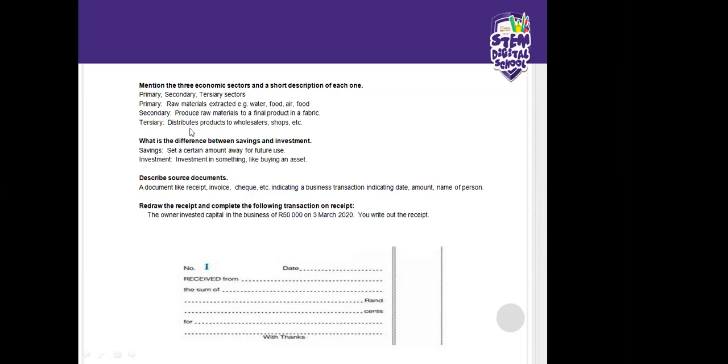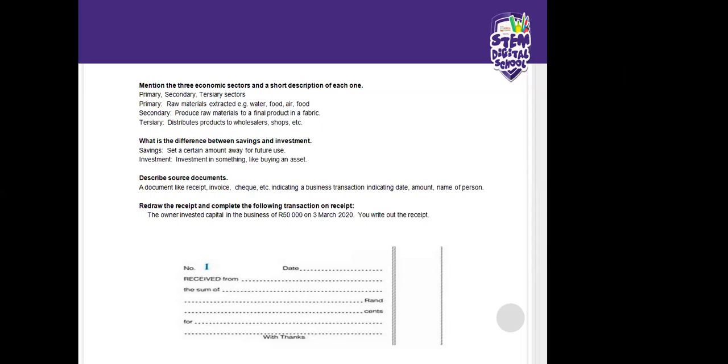Then the third question: describe source documents. So you need to give me a definition for 2 marks. Okay, listen. A document like a receipt, invoice, check, etc., indicating a business transaction, indicating the date, the amount, the name of the person, signature, etc.